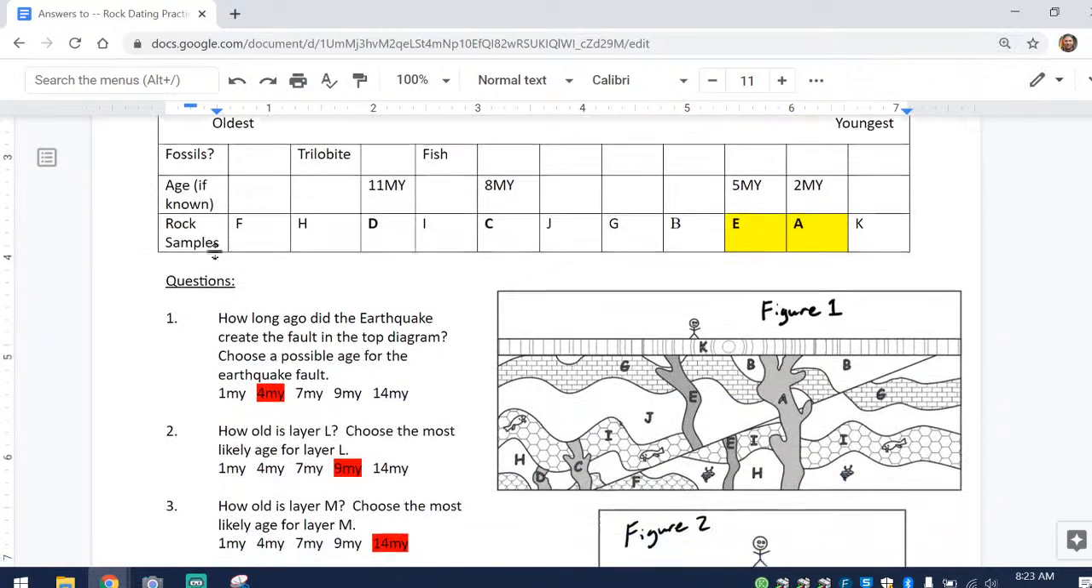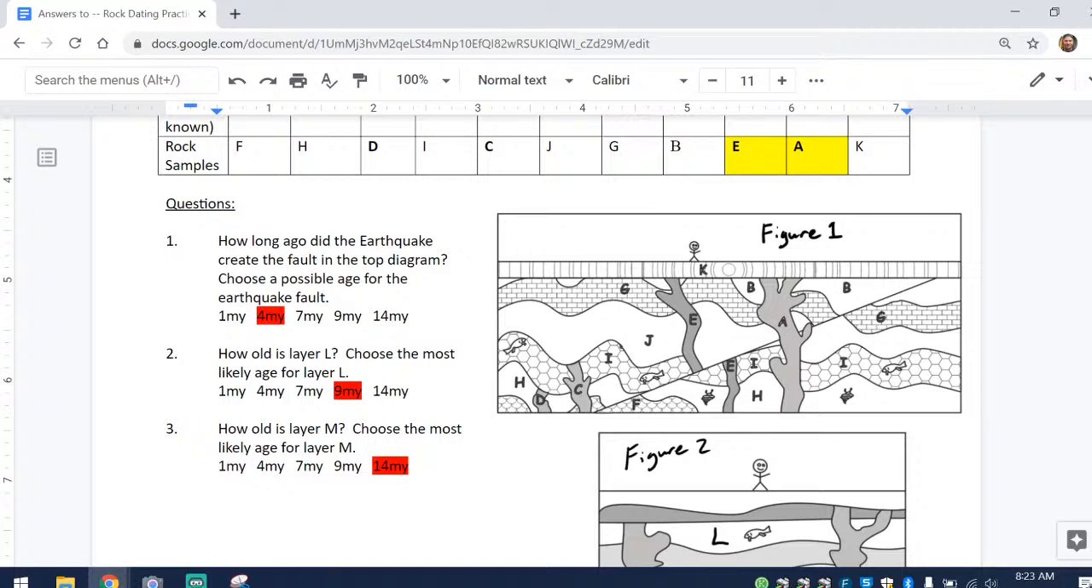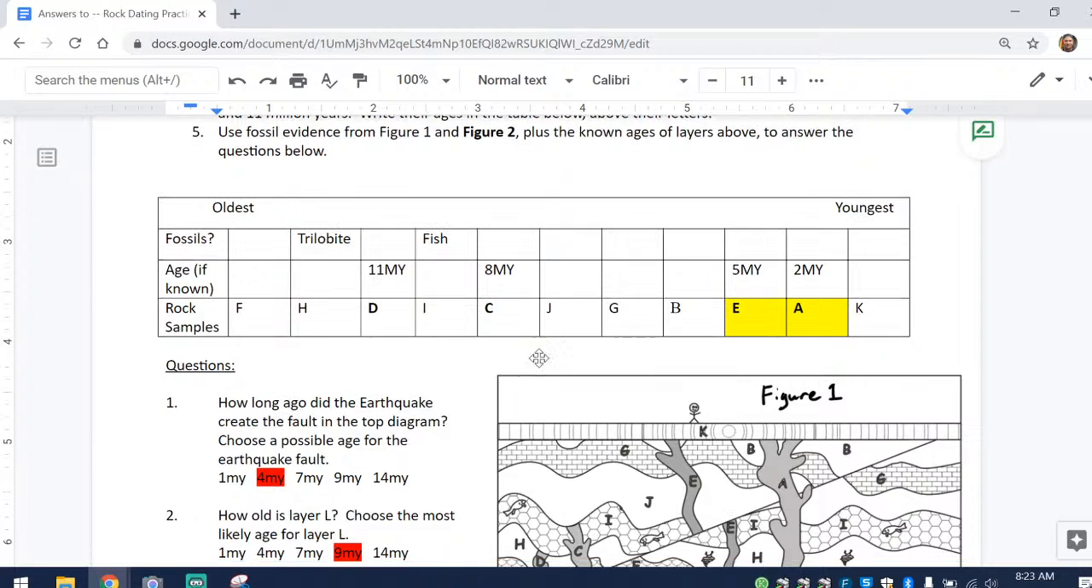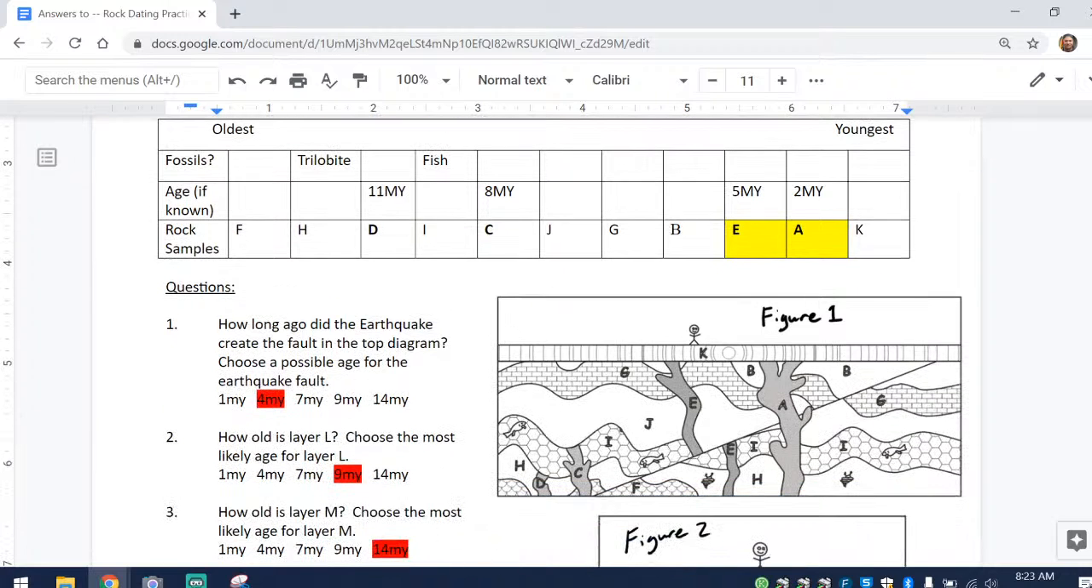You really just use your table. So how long ago did the earthquake create the fault? In the top of the diagram, choose a possible age. Well, the earthquake came right between E and A, so it's got to be something between 2 and 5 million years. And 4 is the only one that works.